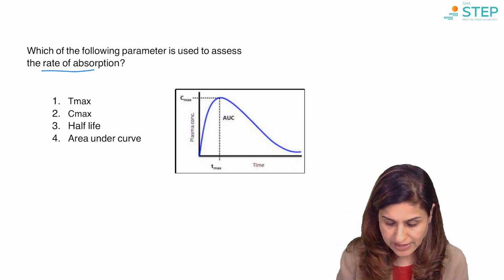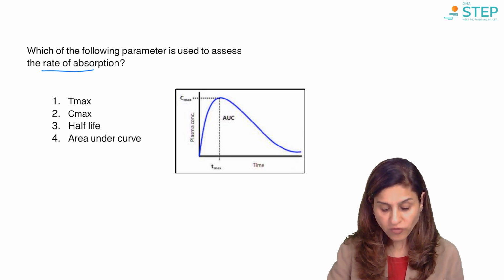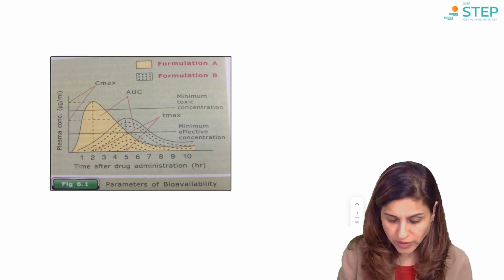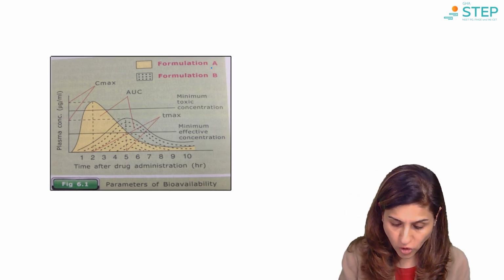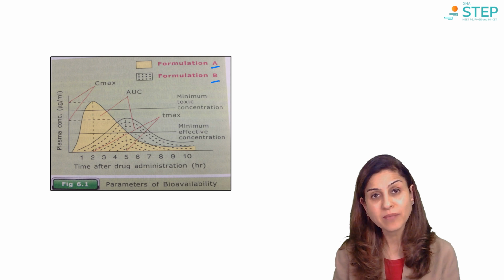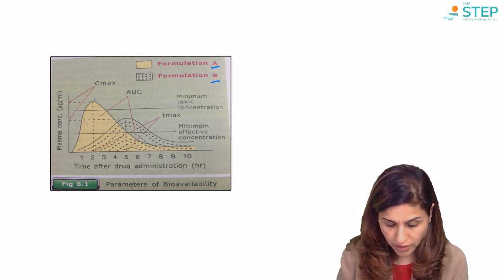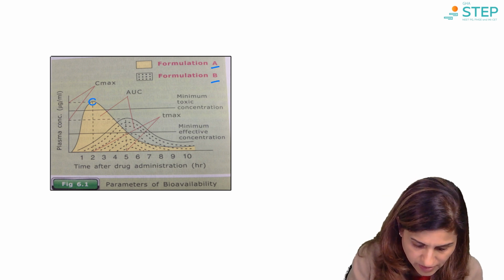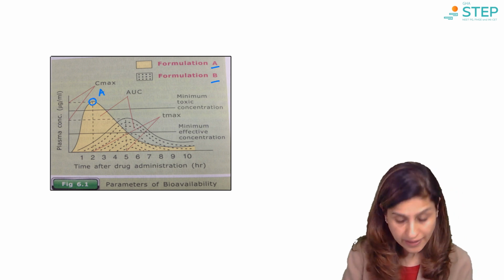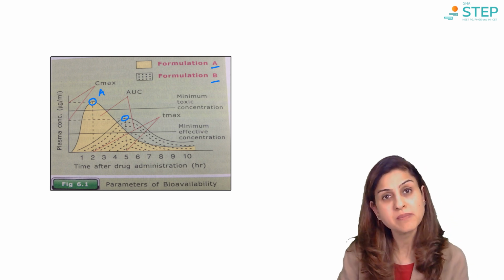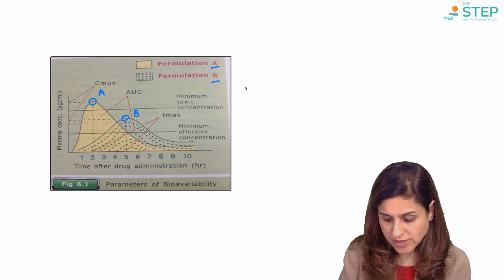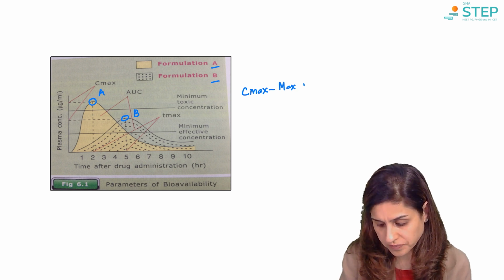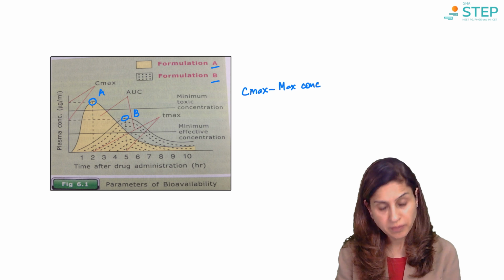All right, let's see this graph, and before we come to this question, I will show you another graph. In this graph we see there are two formulations, formulation A and formulation B, and both have been plotted. This is your plasma concentration versus time graph. Here you see the Cmax for formulation A, and here the Cmax for formulation B. Cmax indicates the maximum concentration that has been achieved in the plasma.